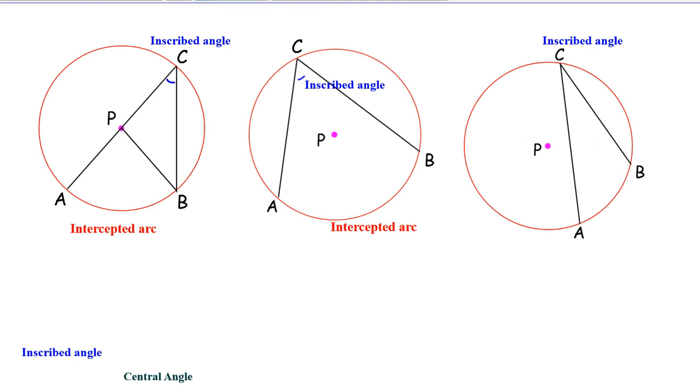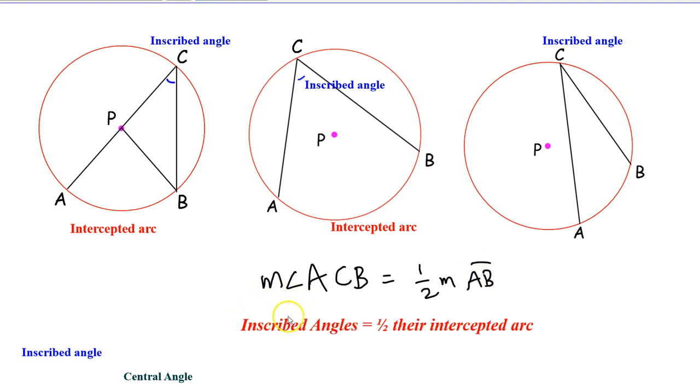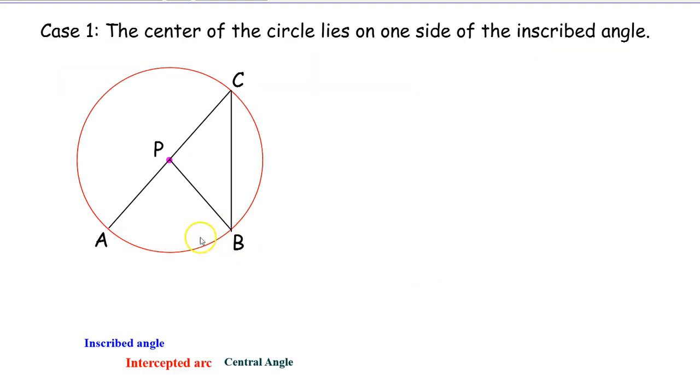Whatever may be the case, we have to prove that the measure of the inscribed angle ACB should always be equal to half of the measure of the arc AB. So the measure of inscribed angle ACB is equal to half the measure of AB. That is, inscribed angles are always half of their intercepted arcs. Now let us look at these cases individually.